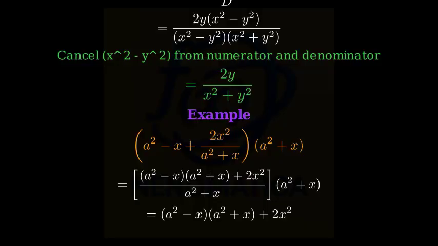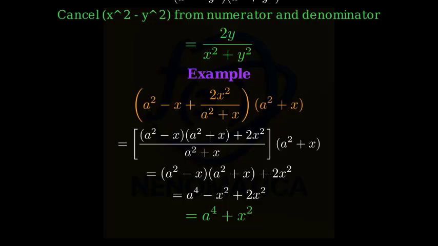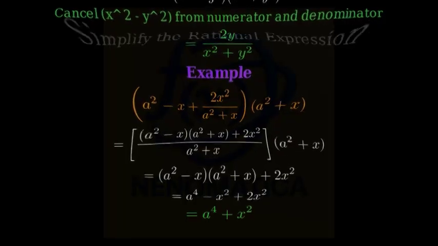Now expand the product (a squared minus x) times (a squared plus x). That equals a to the fourth minus x squared. Add 2x squared to get a to the fourth plus x squared. To recap, in the first example, we identified a smart common denominator.